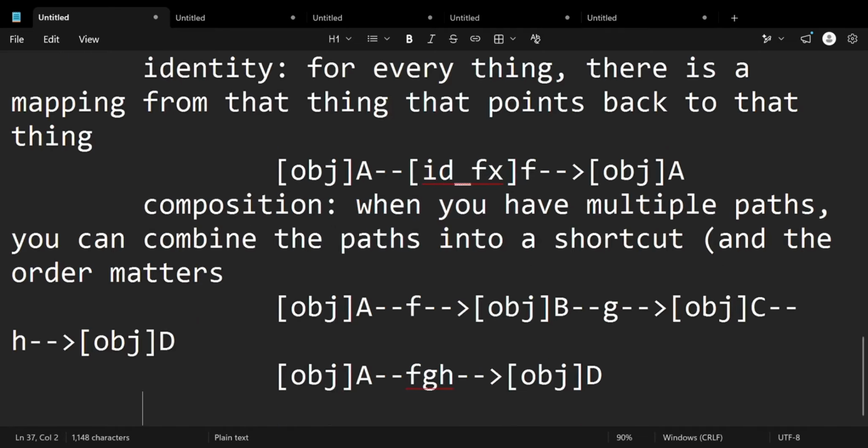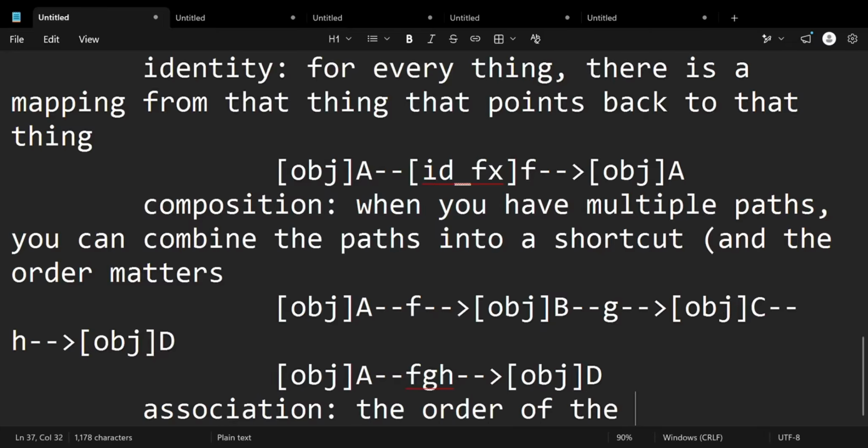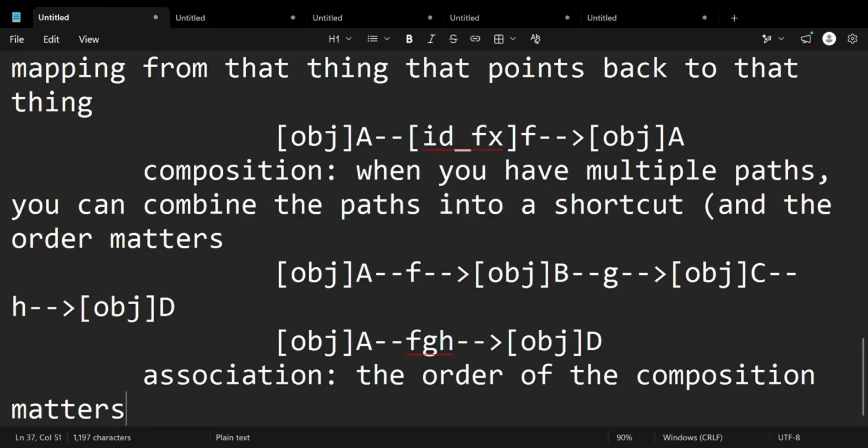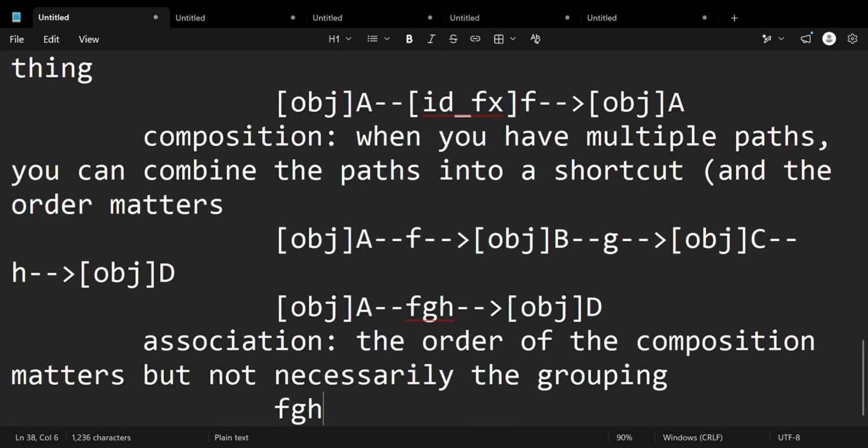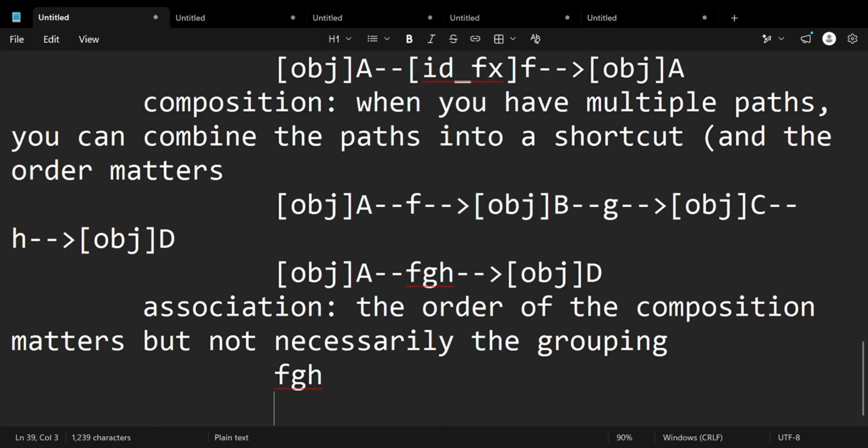Which leads us to our next thing, which is association, which means the order of the composition matters, but not necessarily the grouping. Okay. So remember how I have FGH? Well, technically, you can do a composition of F and G and then run that result through H, or you can do F and then the composition of G then H, right?